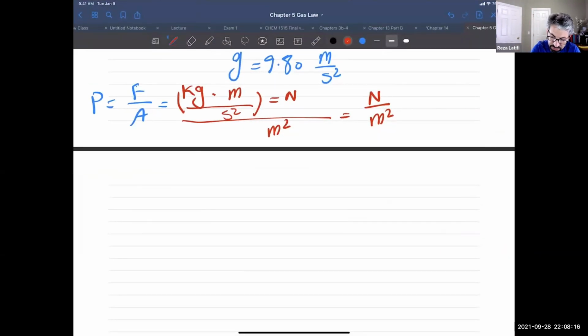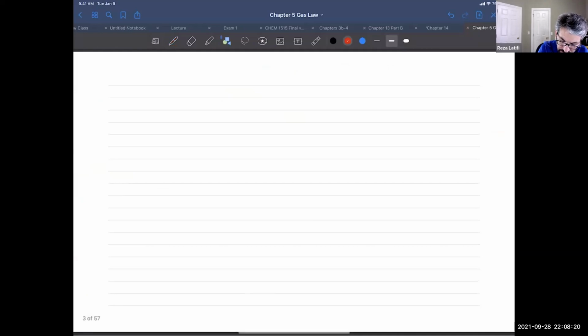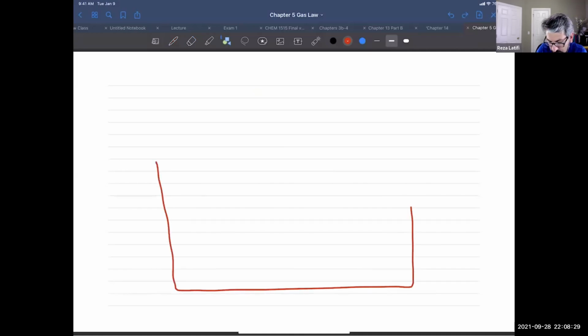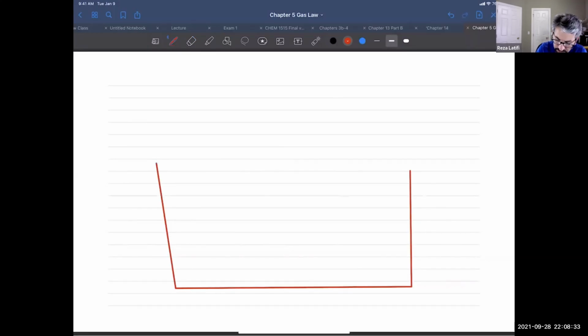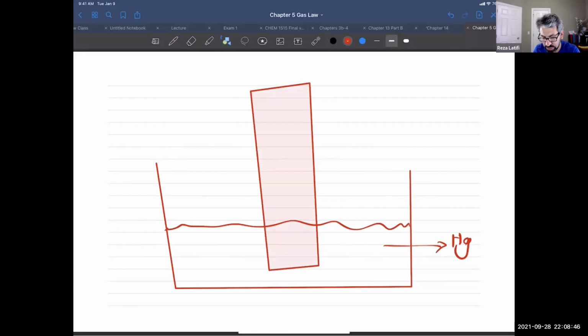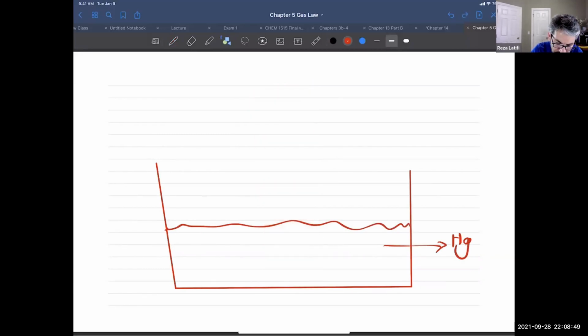Let me write it here. Right here, I think I have more space to show it for you. So let's say this is our beaker, and you have mercury there. So this is mercury. And next, you will draw a tube. Let's assume this is our tube. And okay, I'll make it smaller.